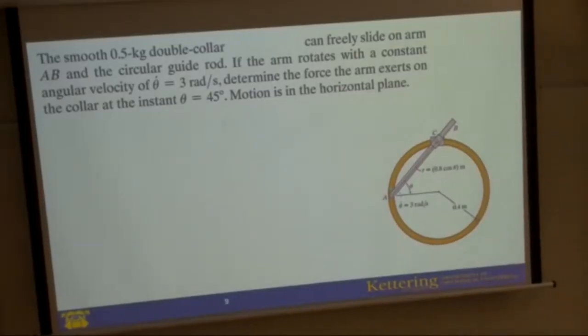It can freely slide on arm AB and on the circular guide rod if the arm rotates with a constant angular velocity of 3 radians per second. We want to find the force the arm exerts on the collar at the instant of 45 degrees, and the motion is in the horizontal plane. I will give you 1 or 2 minutes if you want to write or just think. I want to start to solve this problem for you.